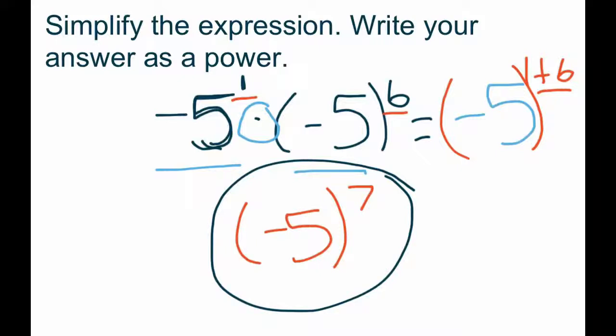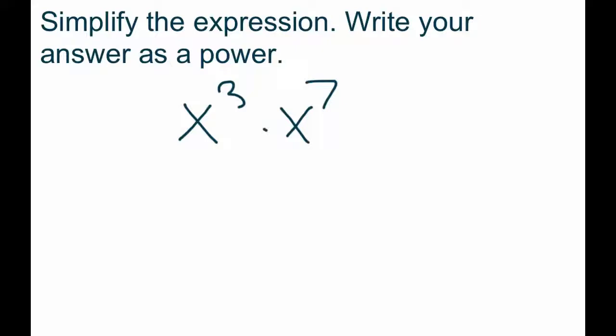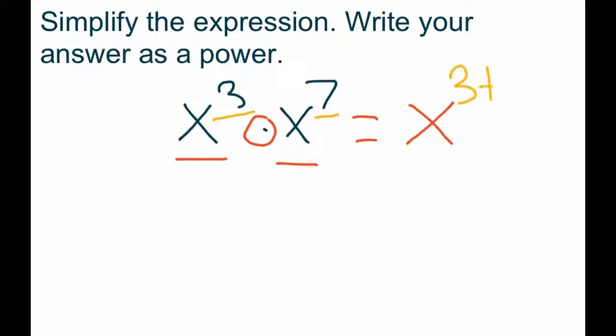It is important to note, if the power is not written, as it wasn't here, then our power would just be 1. Let's try another example that is a little more challenging. Here we see again that we have the same base of x. So we'll rewrite our base as x. Now, since they're multiplied by each other, we would add our two powers together, which is 3 and 7. So now our final answer would be x raised to the 10th power, because 3 plus 7 is equal to 10.